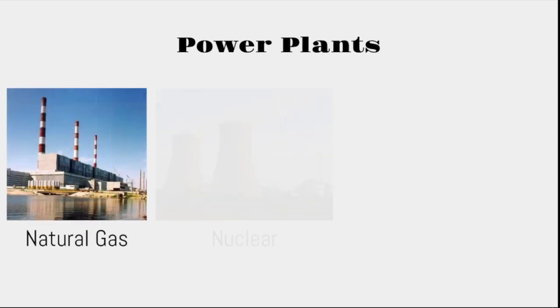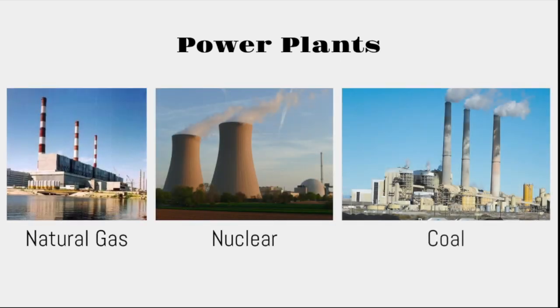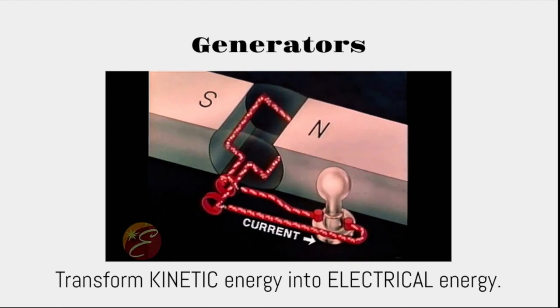They start with some sort of natural resource, for example, natural gas, coal, or uranium, and they go through different processes to generate electricity. The super important part of a power plant is the generator. And in our energy unit, we talked about how generators just transform one form of energy into another. They transform kinetic energy from the rotating, moving wire in between these big magnets into electrical energy.